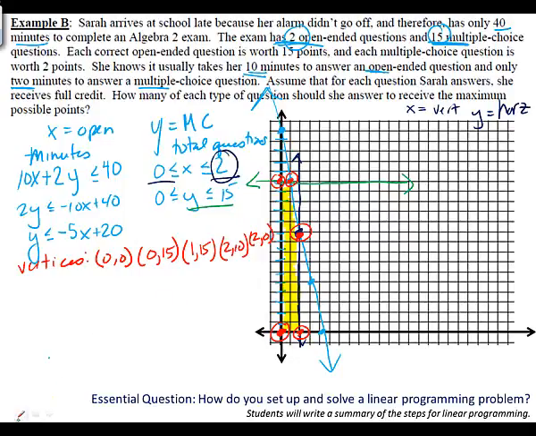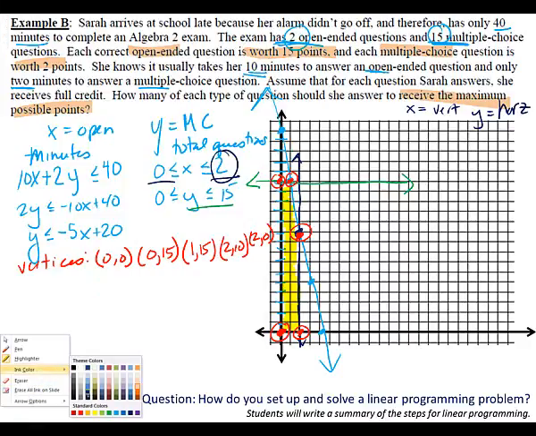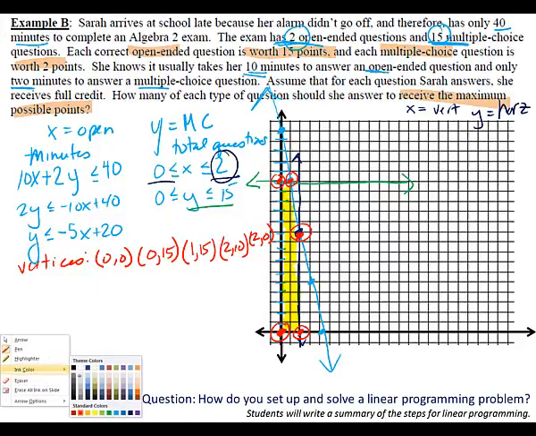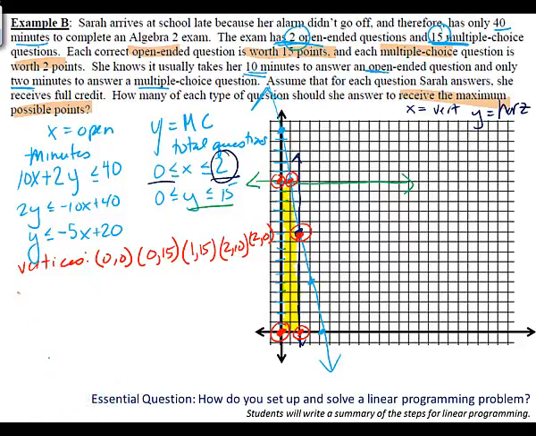All right, there were still some numbers in there that we didn't use, right? Let me go find those numbers that we didn't use. So we had something about how much the questions were worth. It was worth 15 points for an open-ended. Multiple choice is worth 2 points. It wants to know how many of each type of question she should answer to receive the maximum possible points. So our maximizing equation is going to be the number of points. So I'm going to do that in orange. Last time we called it profit. This time we'll call it a points equation, so the P still works.